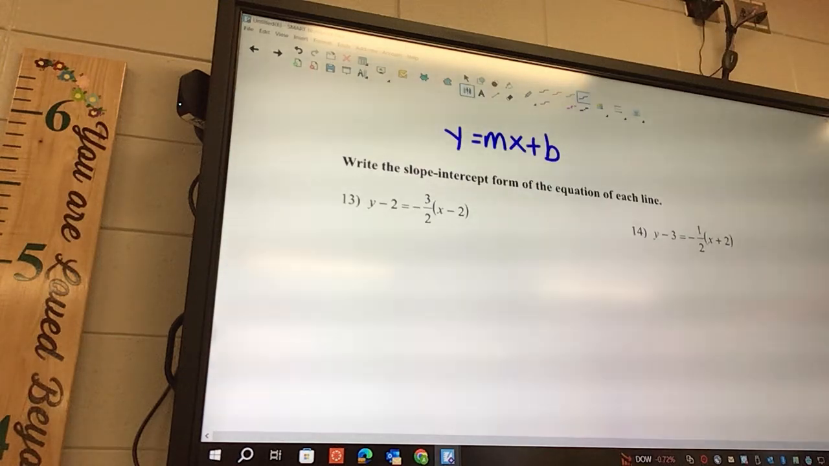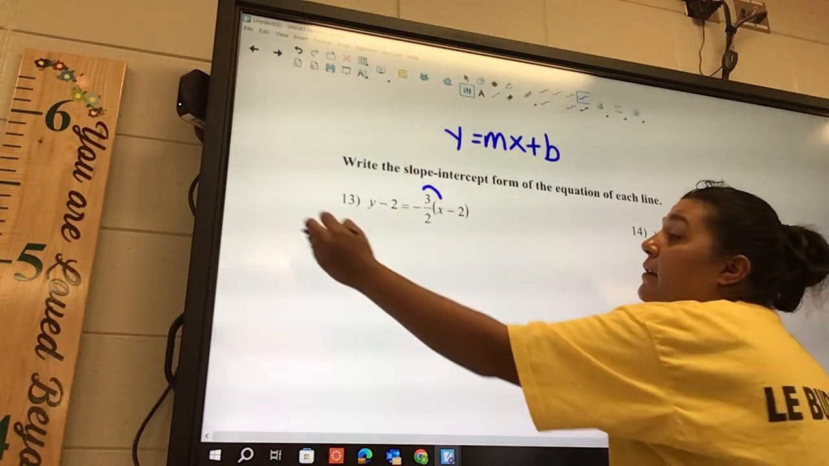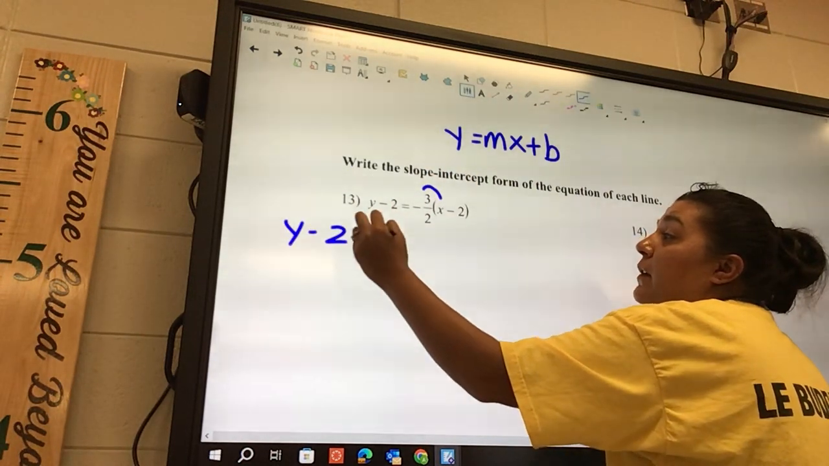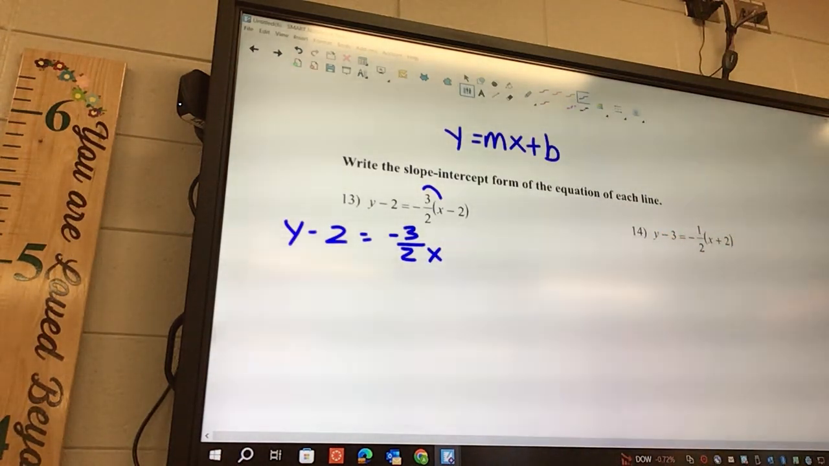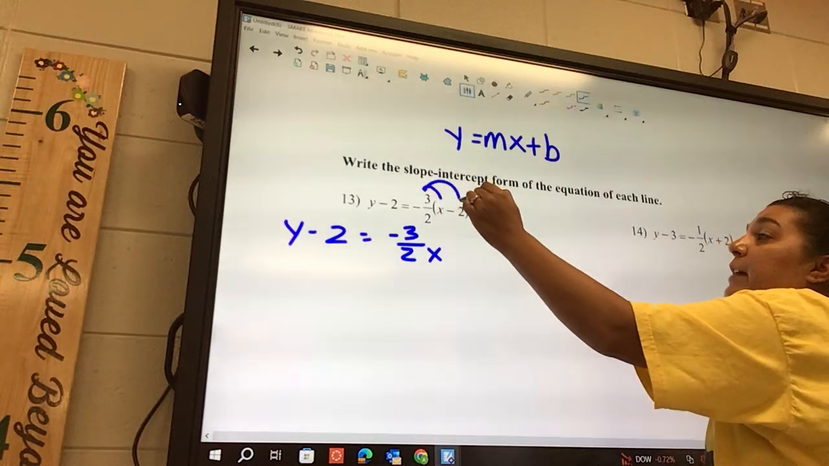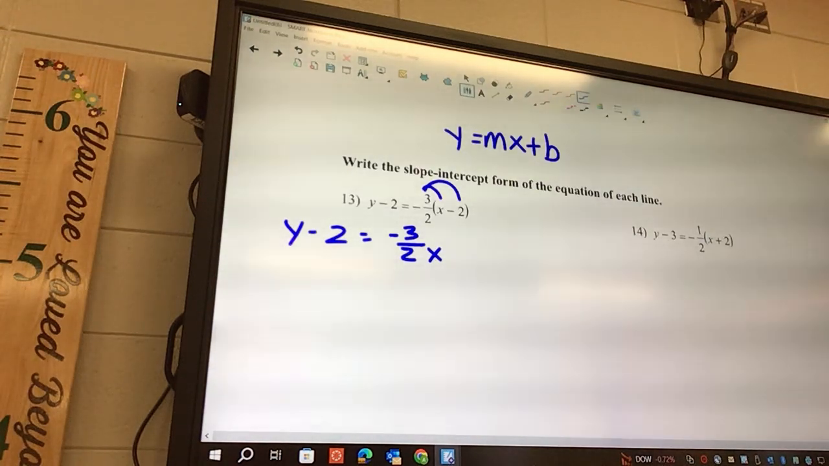So what you have to do first, and these ones are kind of nice because the steps are always the same, okay? Negative 3 over 2 times x is going to be negative 3 over 2x, okay? And you're going to almost have to use the calculator. Okay, negative 3 over 2 times negative 2. We're just distributing. So on your calculator, you're going to hit negative, hit your fraction button.